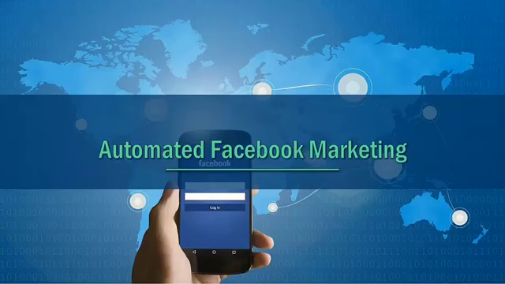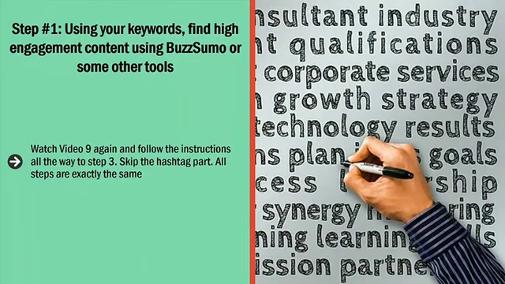Automated Facebook marketing. Follow the steps below to set up an automated marketing system using the Facebook platform. Step number 1, using your keywords, find high engagement content using BuzzSumo or some other tools. Watch video 9 again and follow the instructions all the way up to step 3. Skip the hashtag part. All steps are exactly the same.